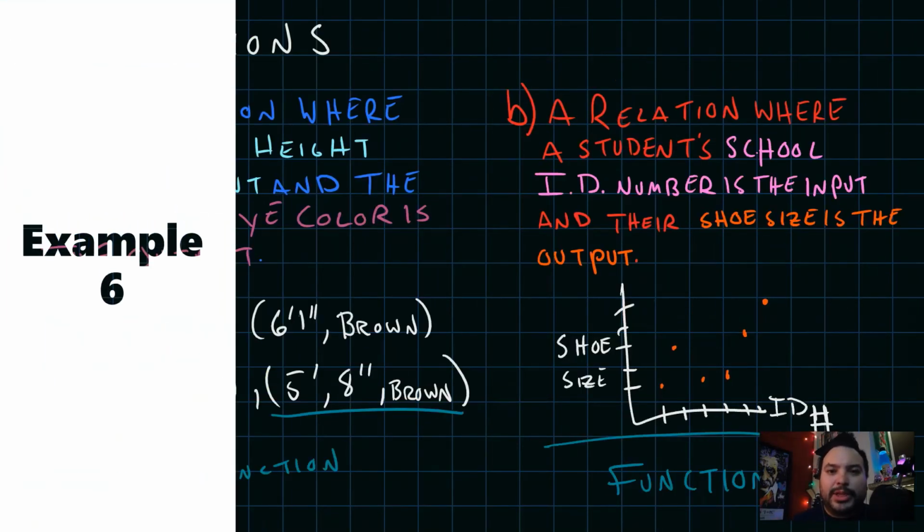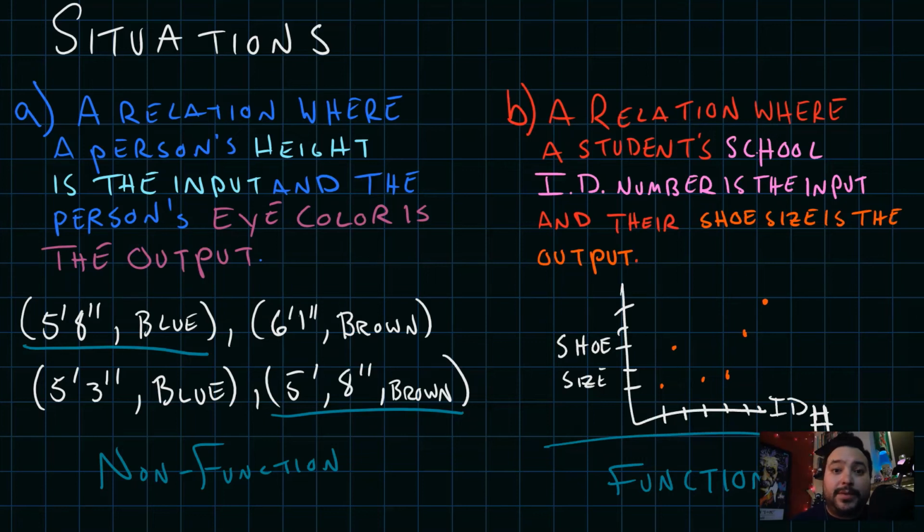So now let's look at some real-life situations that can be modeled by relations and determine whether these situations could be functions or non-functions. So in our first example, we have a relation where a person's height is the input and the person's eye color is the output. Now, on its own, a situation can be kind of difficult to gauge whether or not it's a functional relationship or not. So sometimes it's useful to imagine you putting it in a different format.